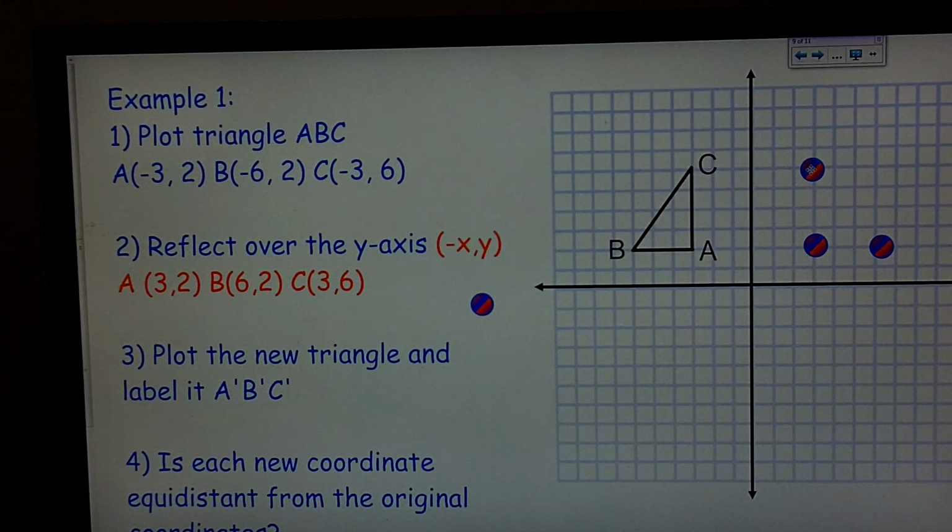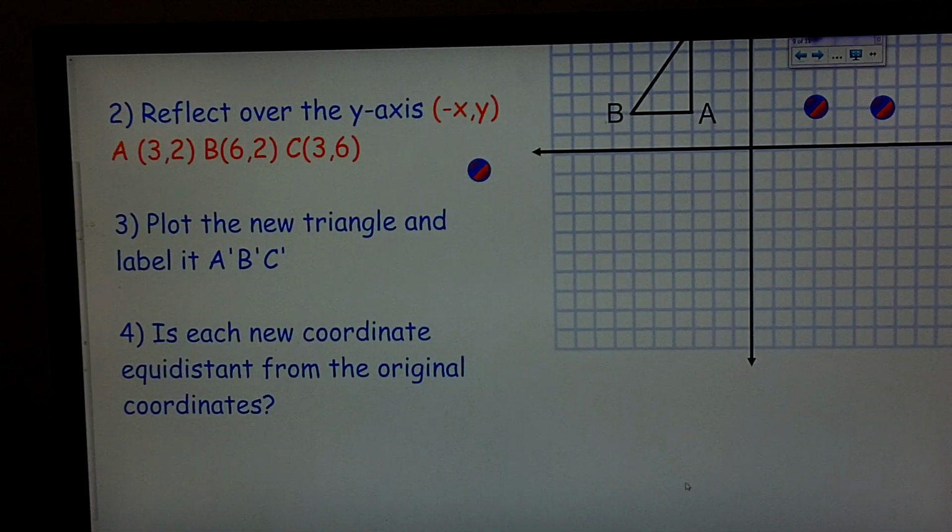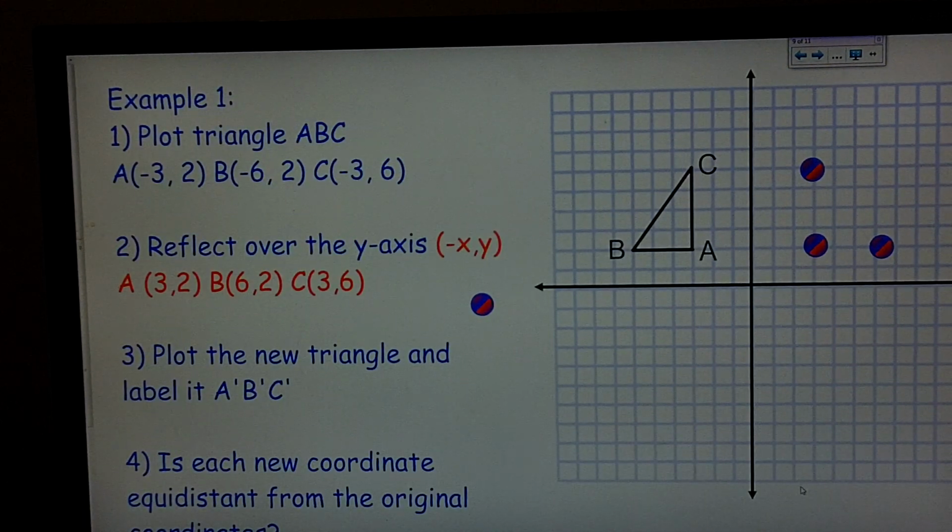We also notice that the new points are equidistant from the y-axis. For instance, point A is 3 points away from the y-axis, and this point here is also 3 away. The question you want to ask yourself for these problems is, is each new coordinate equidistant from the original coordinate? That's our way to check our work and make sure that we're correct.